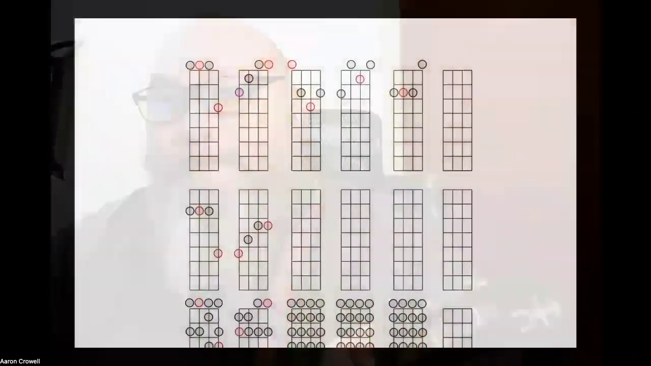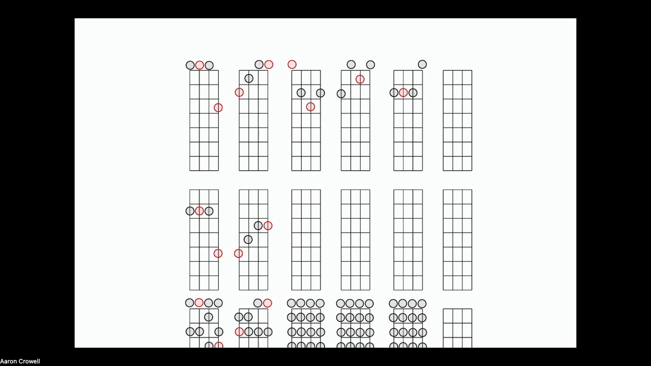Give me a second here. Okay, there we go. All right, now I just put the rest of them up there. All right, so the G, the F, and then the D. But here's our G.